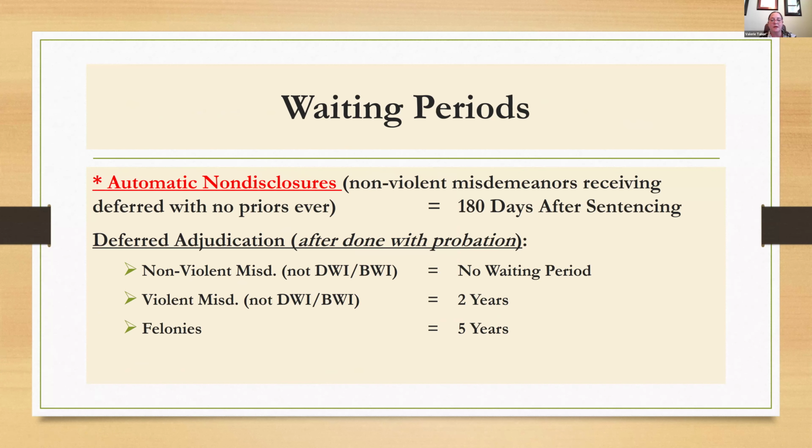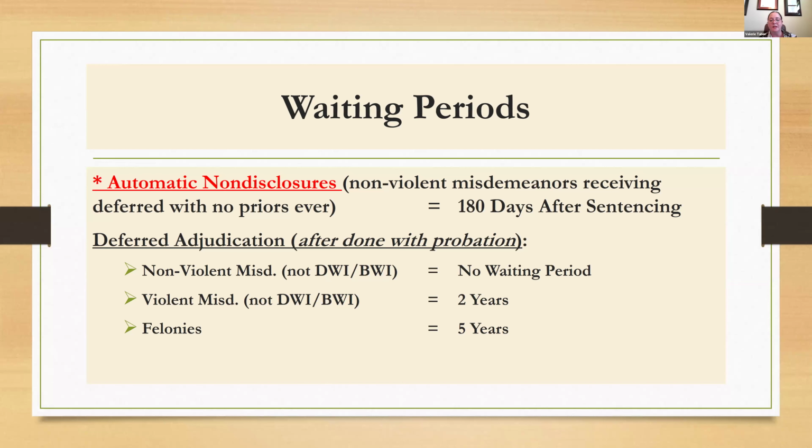So we kind of talked about this already, which was the nonviolent misdemeanors, automatic non-disclosure 180 days after sentencing. And like I said, nonviolent misdemeanors, burglary of a motor vehicle misdemeanor. You get deferred probation, 6 months after you complete deferred probation and you don't pick up any other cases, you can get an expunction, or I'm sorry, you can get a non-disclosure. Again, anything other than DWI would be no waiting period. It's immediately available.